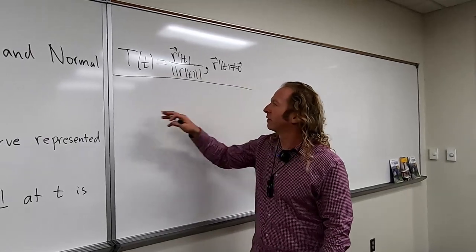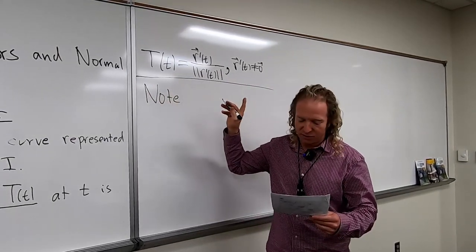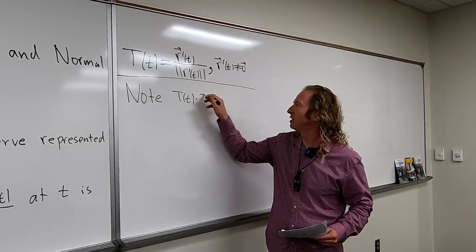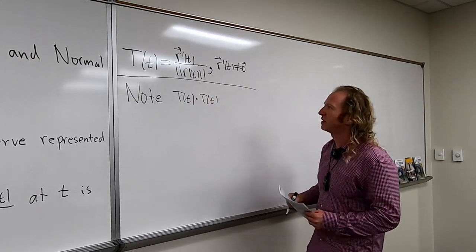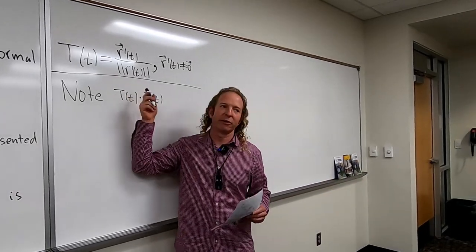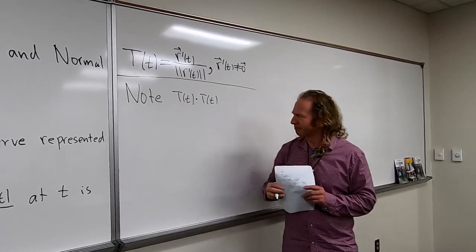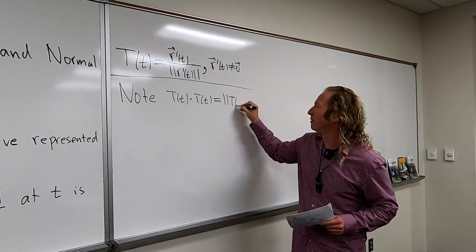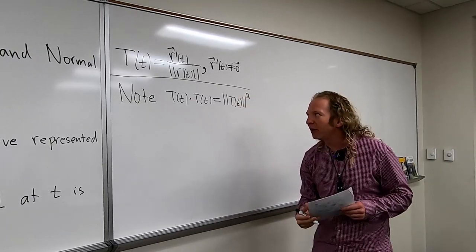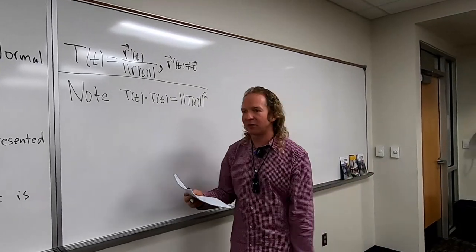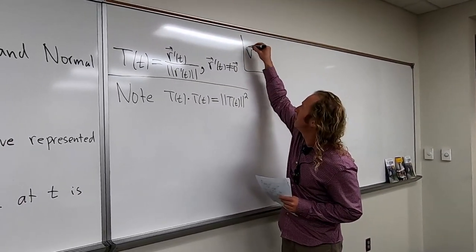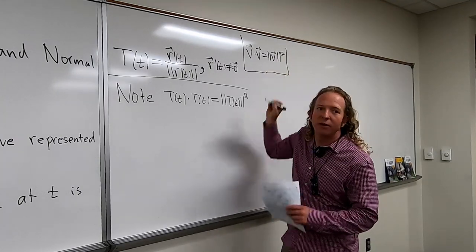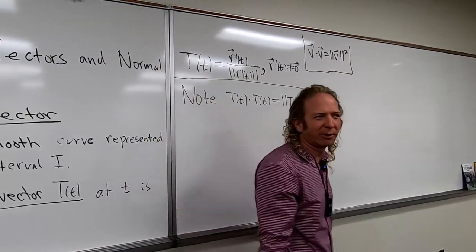So note, if you do T(t) dot T(t), so if you dot T with itself, by the way, I didn't put an arrow above the T because I'm lazy, so technically it was supposed to have an arrow above it. If you dot something with itself, there's a formula. This is the magnitude squared. You might recall from the beginning of the semester, v dot v is equal to the magnitude of v squared. It was probably in the book, or maybe I wrote it on the board. It comes up.